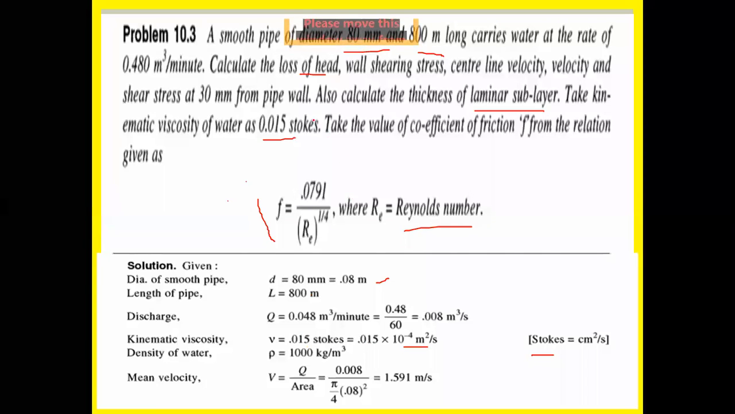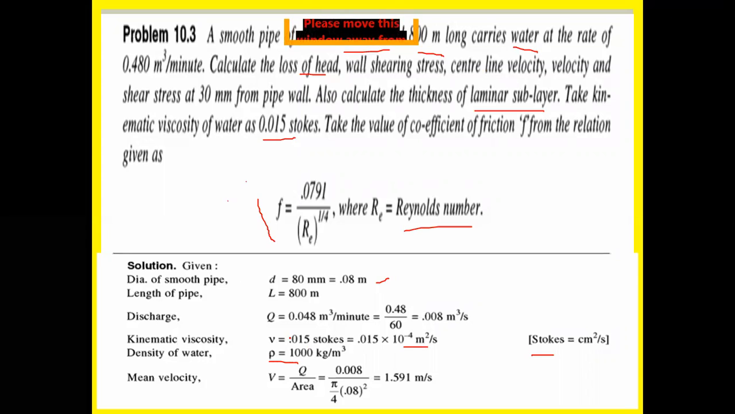Then what is the density here? We are using water, so automatically we have to take the density 1000. Then what is the mean velocity? We have the diameter, length and area, so the mean velocity V is equal to Q by area. What is Q? You know already. And what is the area? Pi d square by 4. So 0.08 square by 4, V is equal to 1.591.